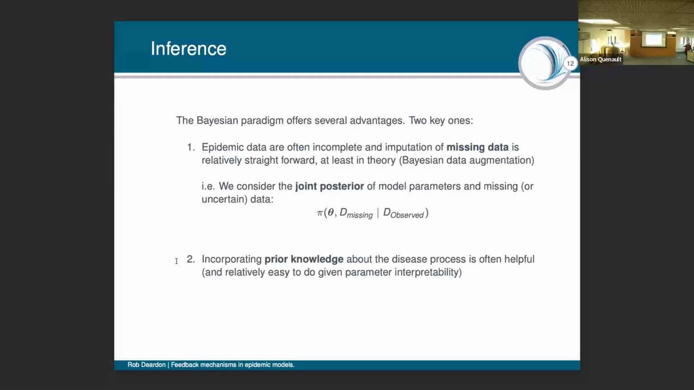The other advantage, as I mentioned before, is the fact that we can incorporate prior knowledge. So we typically have it. And also this problem here can be computationally, inferentially challenging. So imposing this prior information from elsewhere actually helps sample from this potentially high dimensional joint posterior.